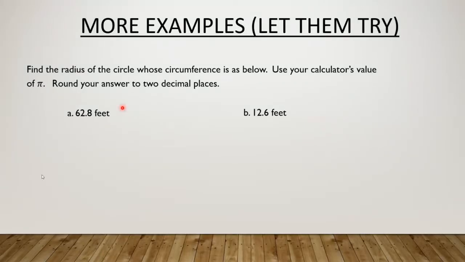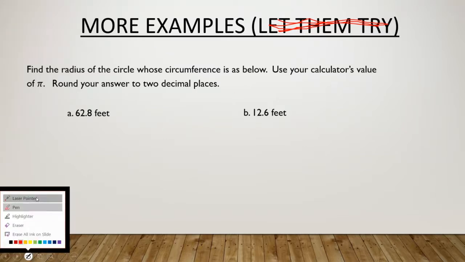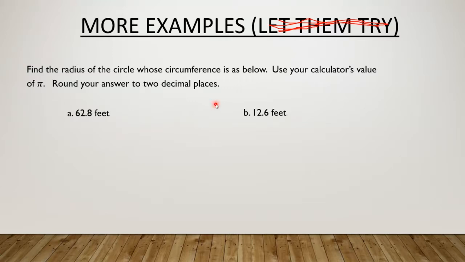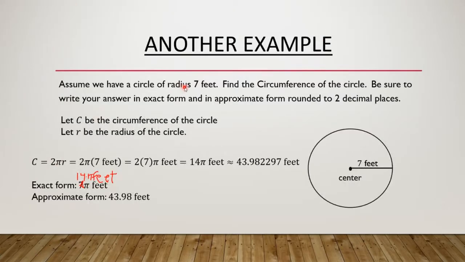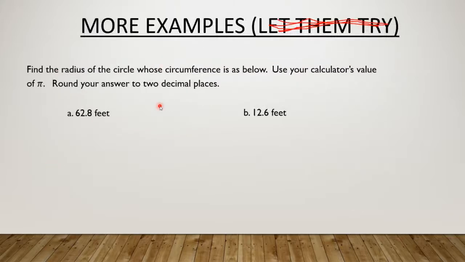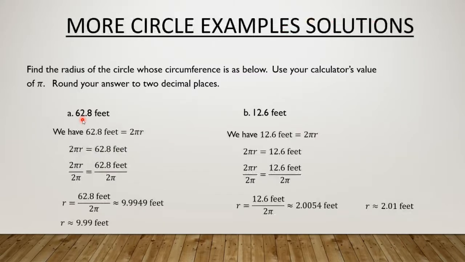So here, this one's going to be a little bit different, in that here I'm giving you the circumference of the circle. Here, we had the radius and we got the circumference. Here, we're basically going the other way around. Namely, I'm telling you this is the circumference of the circle. Let's find the radius. So we have 2 problems where we're doing that.